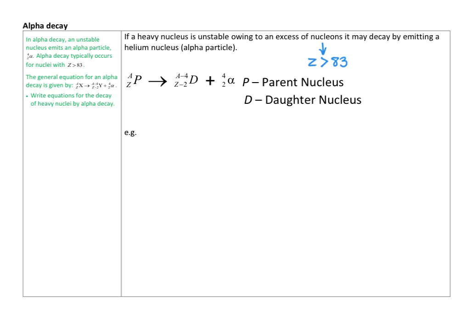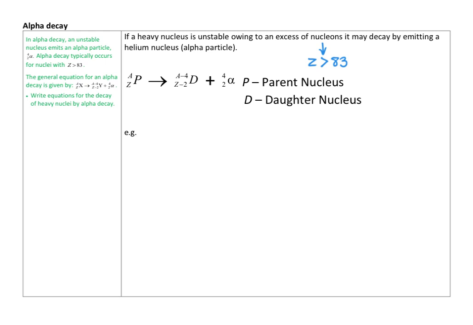I always think of this as a bit like a weight loss mechanism for fat atoms, which lose weight generally by losing these alpha particles. So we start off with the parent nucleus, and it loses 4 nucleons, 2 protons and 2 neutrons, and we get left with a new isotope, the daughter isotope, which has an atomic number of 2 less and a mass number of 4 less.